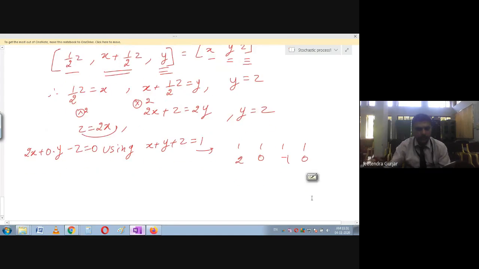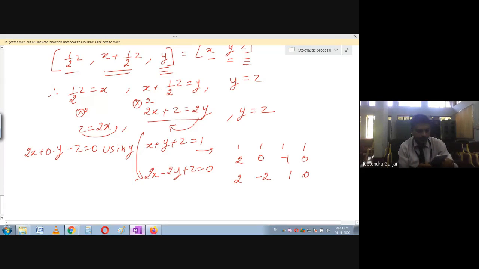Okay. Then go to this equation. Simplify this equation, I will take 2y inside. Therefore, this equation I can write like this: 2x minus 2y plus z is equal to 0. So therefore, in matrix, this will be 2, minus 2, 1, 0. So now you can substitute, students. Tell me the answer, students.